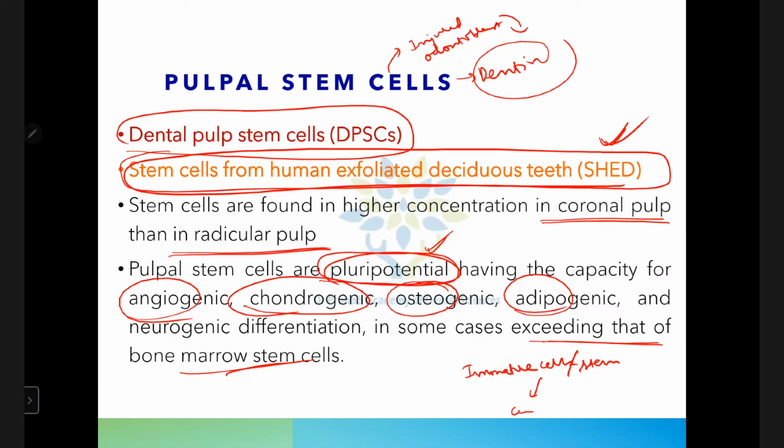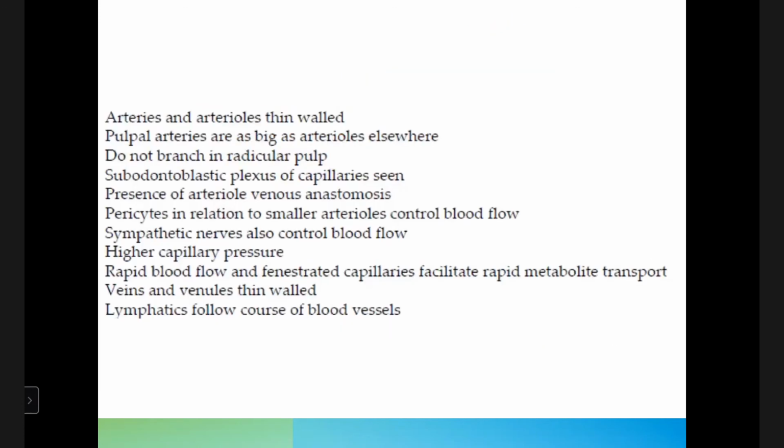Now coming to the blood vessels that are present in the pulp. Let's talk about some points about the blood vessels, lymphatics and nerves. The arteries and arterioles are thin walled in case of pulp, and the pulpal arteries are as big as arterioles. You might not need this in detail; I'll just read out some important points. The arteries and arterioles present in the pulp are thin walled, and they do not branch in the radicular pulp. Another important point is that there are sympathetic nerves that control the blood flow. Pericytes are present in relation to the small arterioles, which control the blood flow.